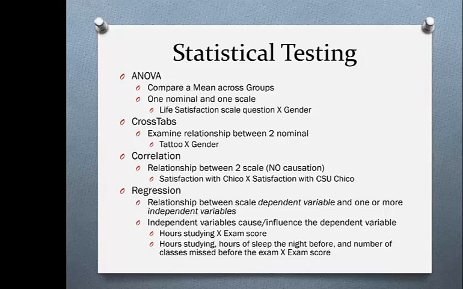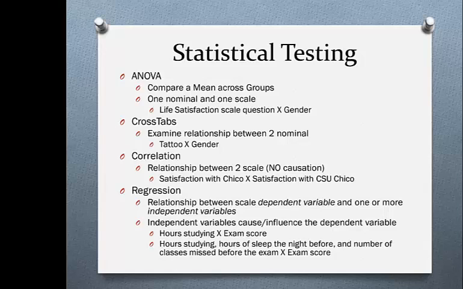The regression technique is where we look at the relationships, again, between scale variables, but here we have a dependent variable and one or more independent variables. And what we're saying with regressions is that the independent variables actually cause or influence the dependent variable. That's best illustrated with a couple of examples. If you think about your exam score on a class, that's your dependent variable, a scale question. Some of the independent variables that we could look at is, for example, hours studying. You could say the number of hours that you study influences your exam score. I hope that makes sense. Of course, the more you study, the higher the exam score should be.